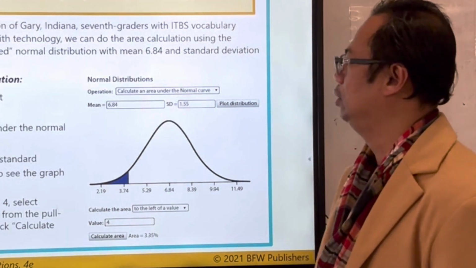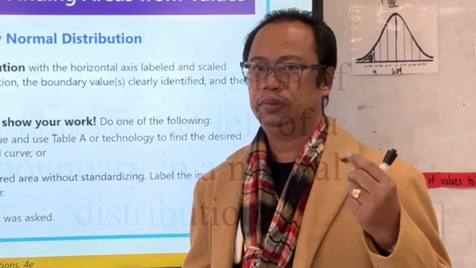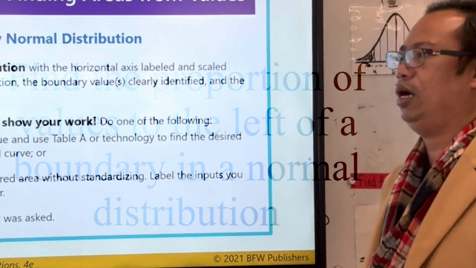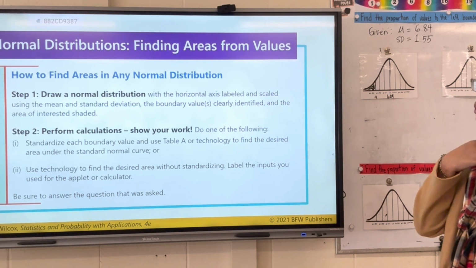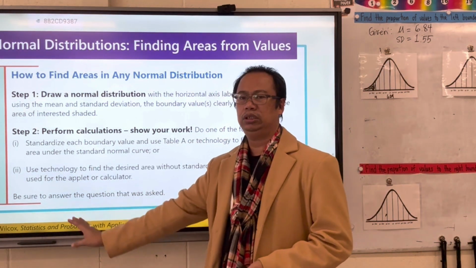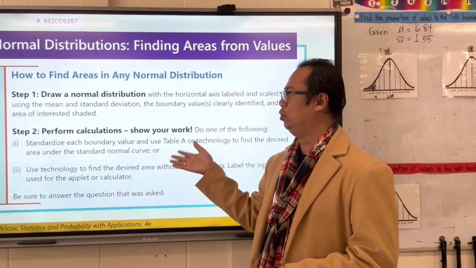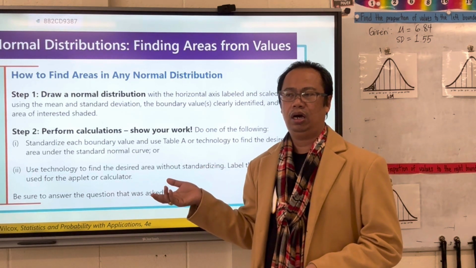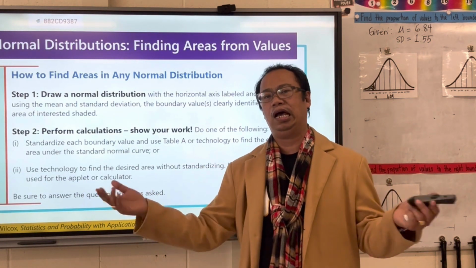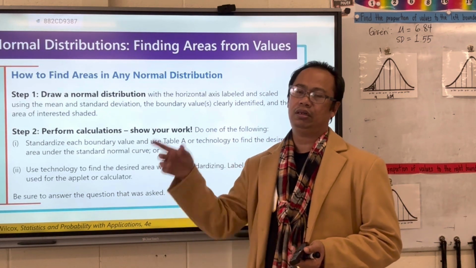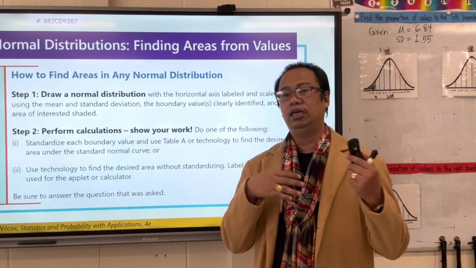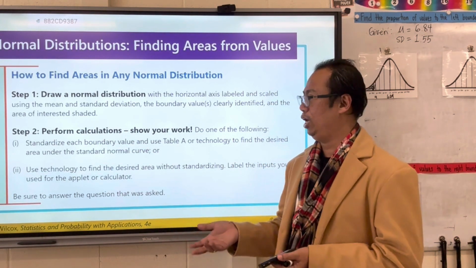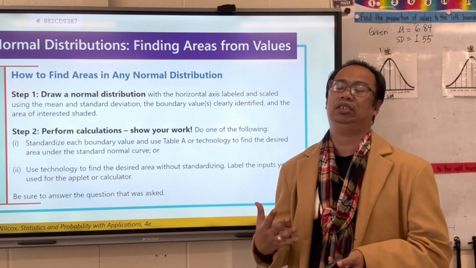Next one. We're already done with finding the proportion of the values to the left of the normal distribution. Now we go to the procedure. I'm not going to go through the procedure again because I know you know it already. First, you need to draw the line, put the normal curve, get the mean, add the standard deviation to the right and subtract it to the left. That's the only thing you need to do.